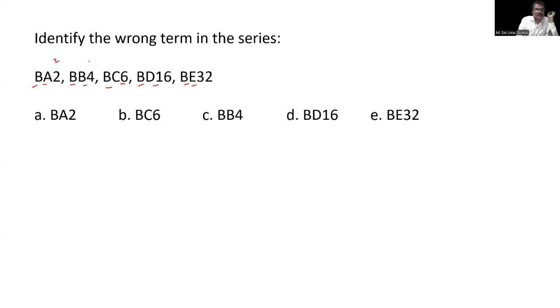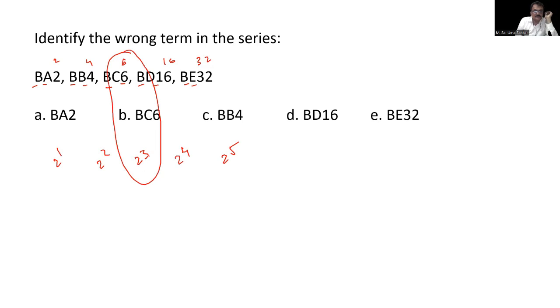This is 2, 4, 6, 16, 32. If you observe, all the numbers have base 2 and the power is a composite number, except one case. This is 2 power 1, next 2 square, this is 2 power 4, and this is 2 power 5. So 2 cube must be there. But what is 2 cube? That is equal to 8. But here 6 is there. So what is the wrong number? The wrong number is BC6, which is the required answer.